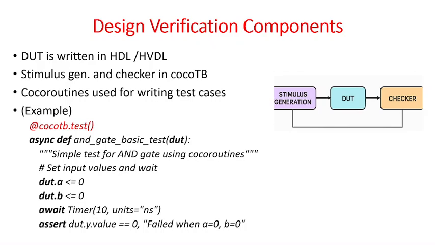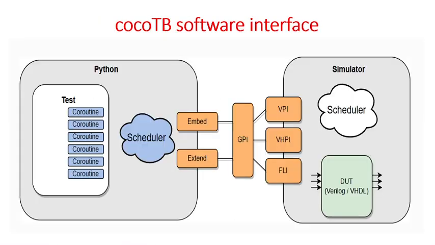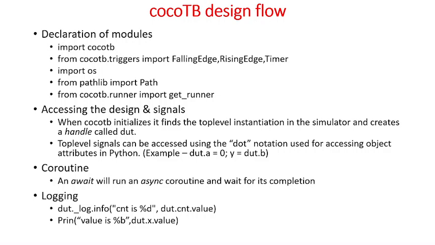Then assert. For example, this is an AND gate example. When both inputs are 0, the output should be 0. So for example, dut.y.value should be 0. If it is not, it should display a message like "failed when a equal to 0, comma, b equal to 0."